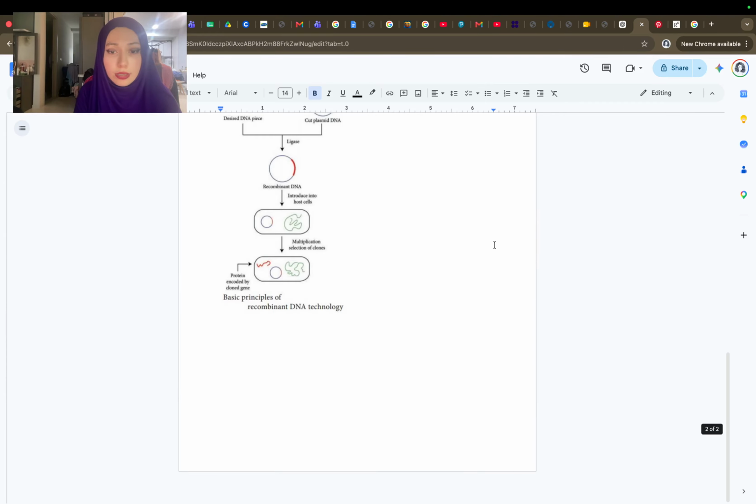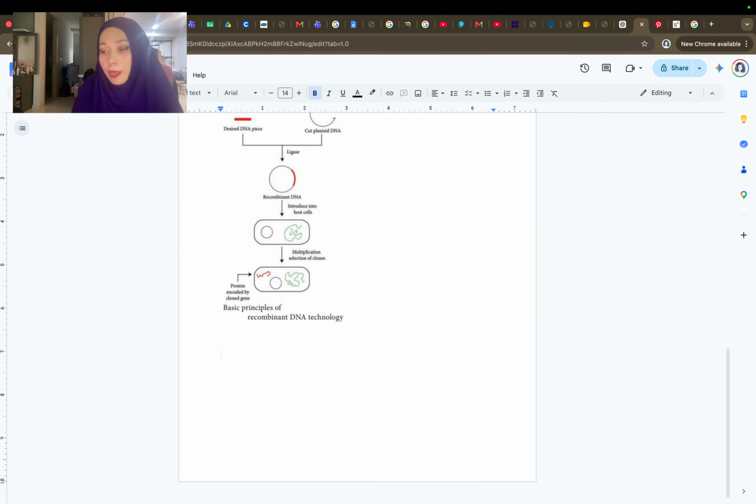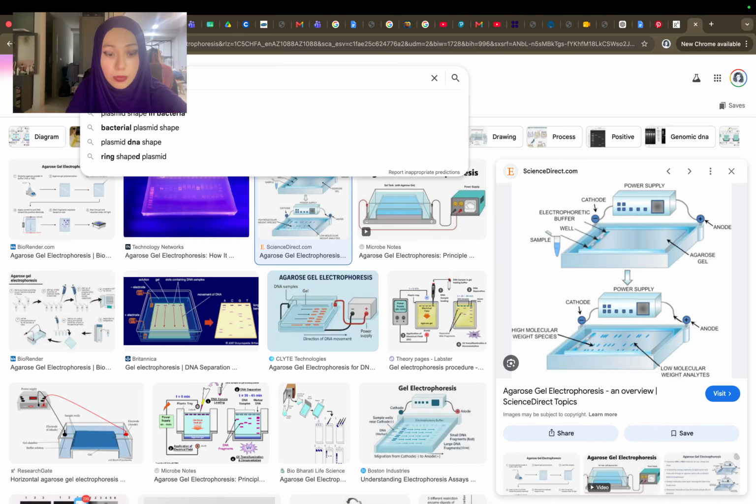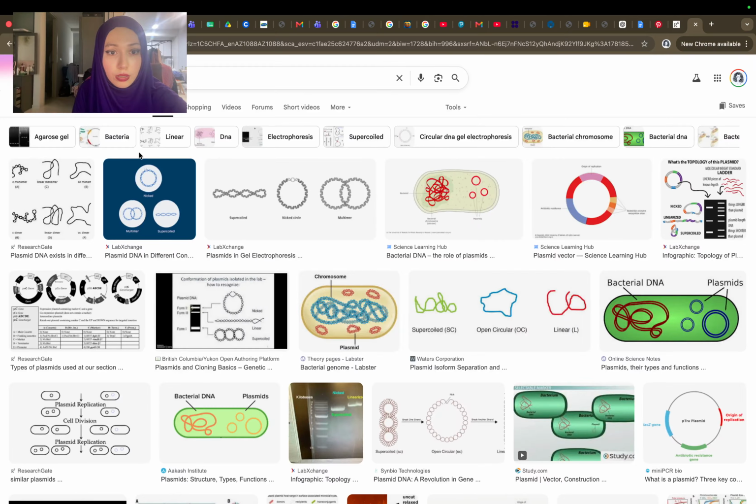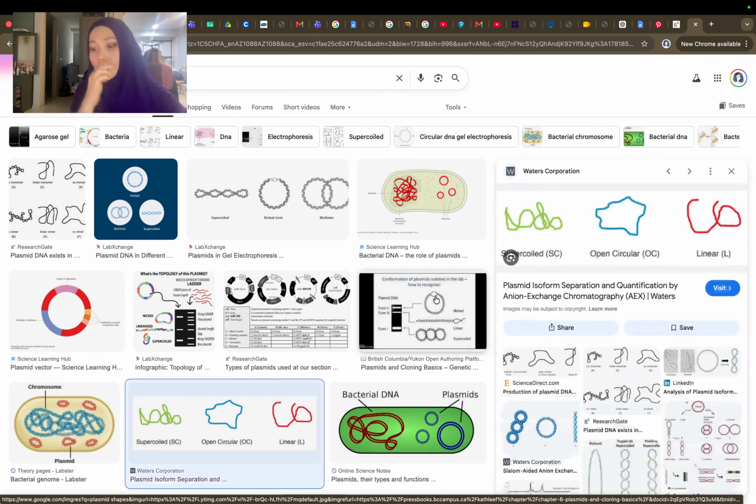Now coming back, so then we have plasmid forms. The plasmids can actually have a lot of different shapes. So let me see if I can get an illustration here. Plasmid shapes. Okay, so we have supercoiled. It's tightly twisted and it runs fastest in the gel.